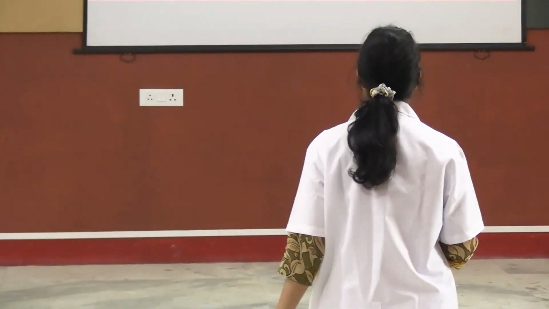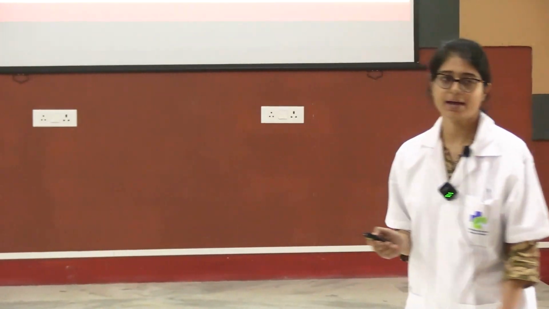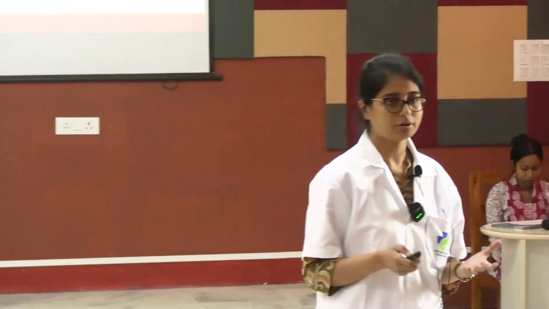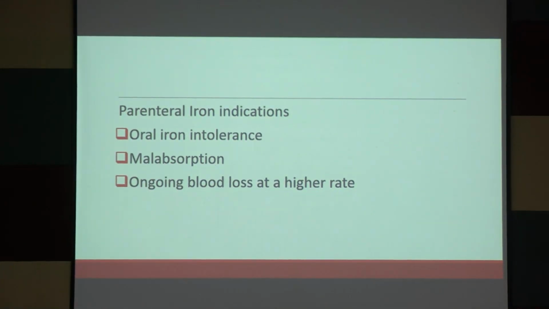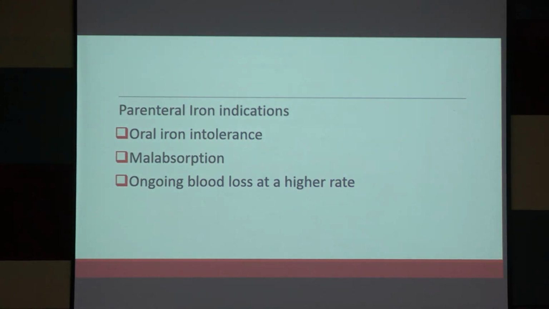What are the indications of parenteral iron? Parenteral iron will be given only when there is intolerance to oral iron, or the child is having any malabsorption syndrome, where the gut is not absorbing the nutrients well, like inflammatory bowel disease. Or there is ongoing blood loss at a higher rate, a huge amount of blood has been lost from the body, you can't replenish it by taking oral supplements, you will have to give something intravenously.